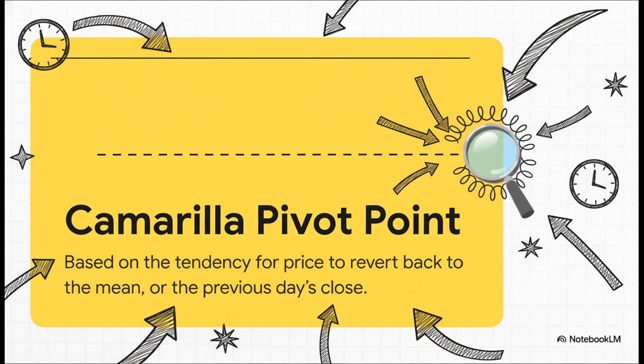But the core idea is actually simple, and it's really powerful. Camarilla pivots work on the theory that price has this natural tendency to want to snap back to its average. In this case, that average is the previous day's close. This is a potential game changer for traders in ranging or choppy markets, because these levels are basically designed to pinpoint when the price has moved too far, too fast, and might be ready to snap back.